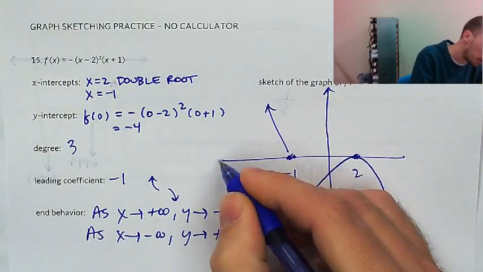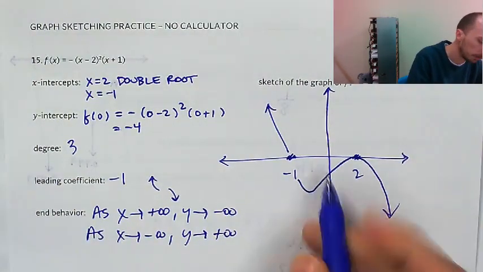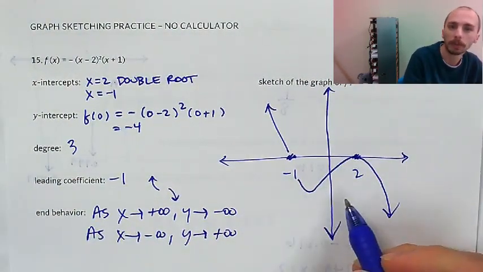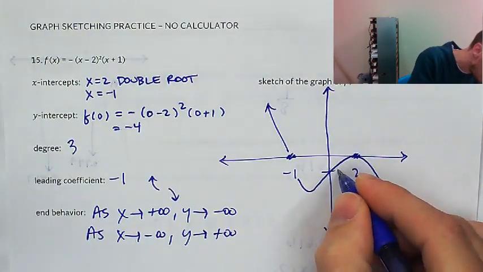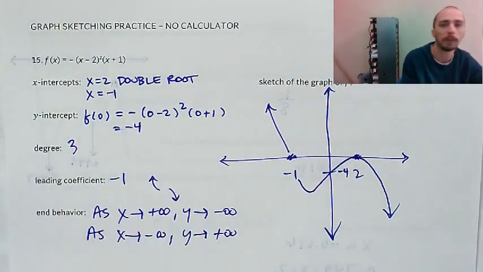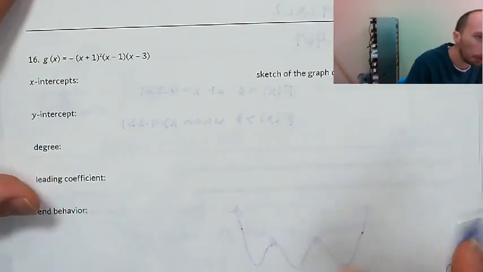And so I'm just going to draw the y-axis right in there. That's probably not proportional either. But that's going to be our sketch. And then also I'm going to label that as negative 4, since I knew that was going to be my y-intercept. All right, one more.